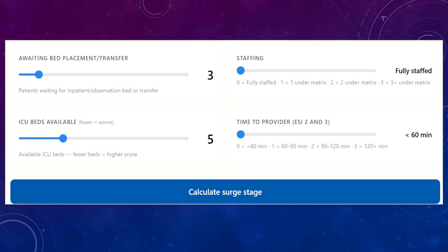Here's the other four domains. Most of them are all fairly self-explanatory. The two things I will point out briefly here is ICU beds available. A couple people have asked me why that specific domain is listed for the emergency department surge policy.